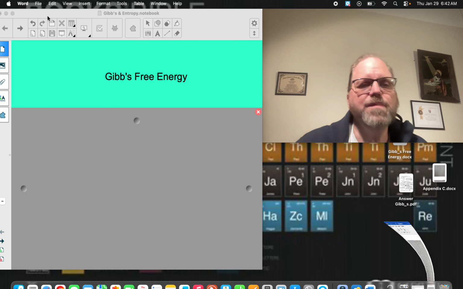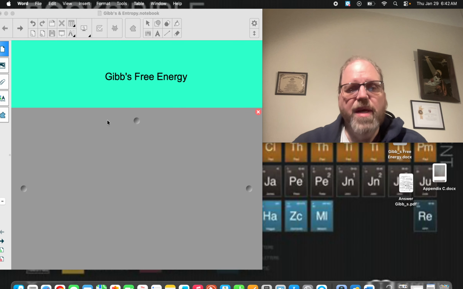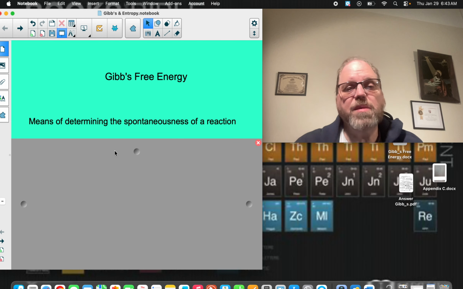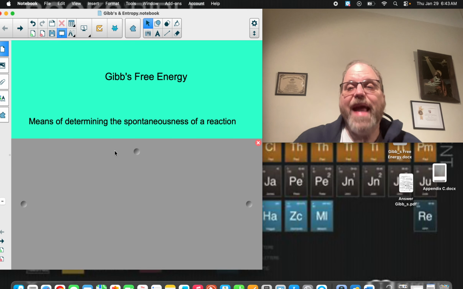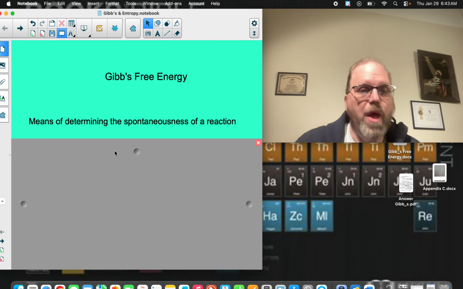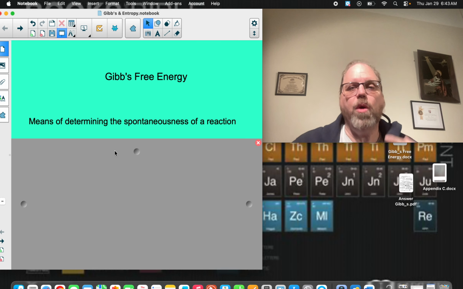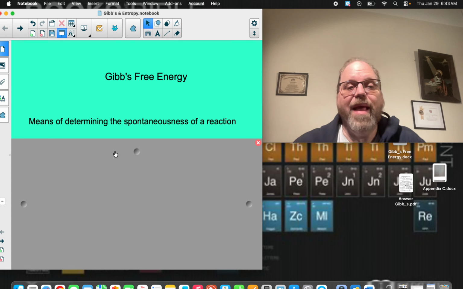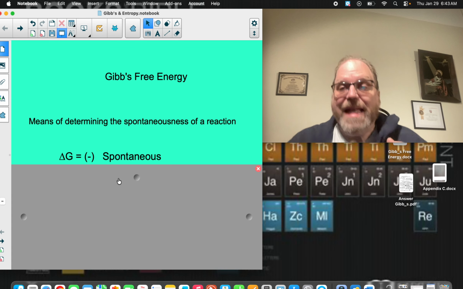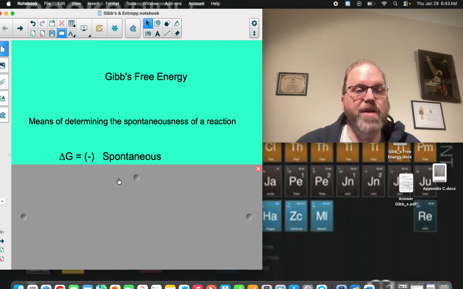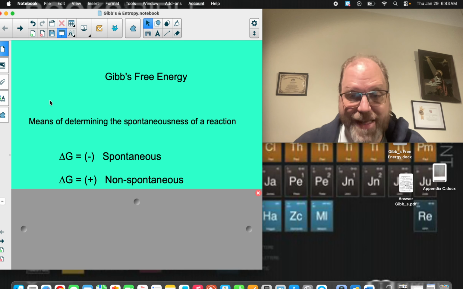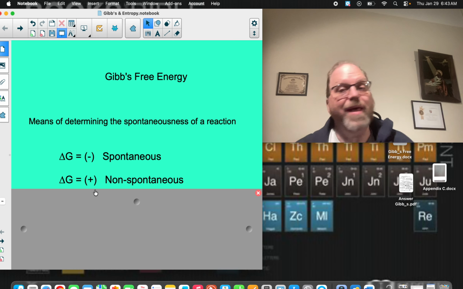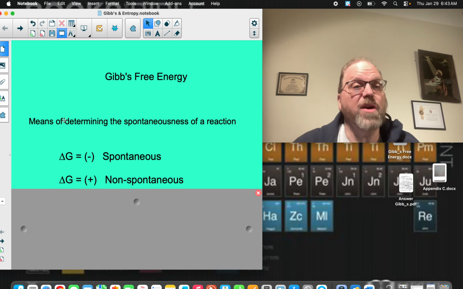Alrighty, good. Now, Gibbs free energy is defined as the measure of the spontaneousness of a reaction. Will the reaction happen on its own? The larger the number, the more it will, the smaller the number, the more it will not. Negative values, the more negative it is, are spontaneous, whereas positive are non-spontaneous, so they're less likely. If I've got a positive value that's really big, it's really not likely to start on its own.